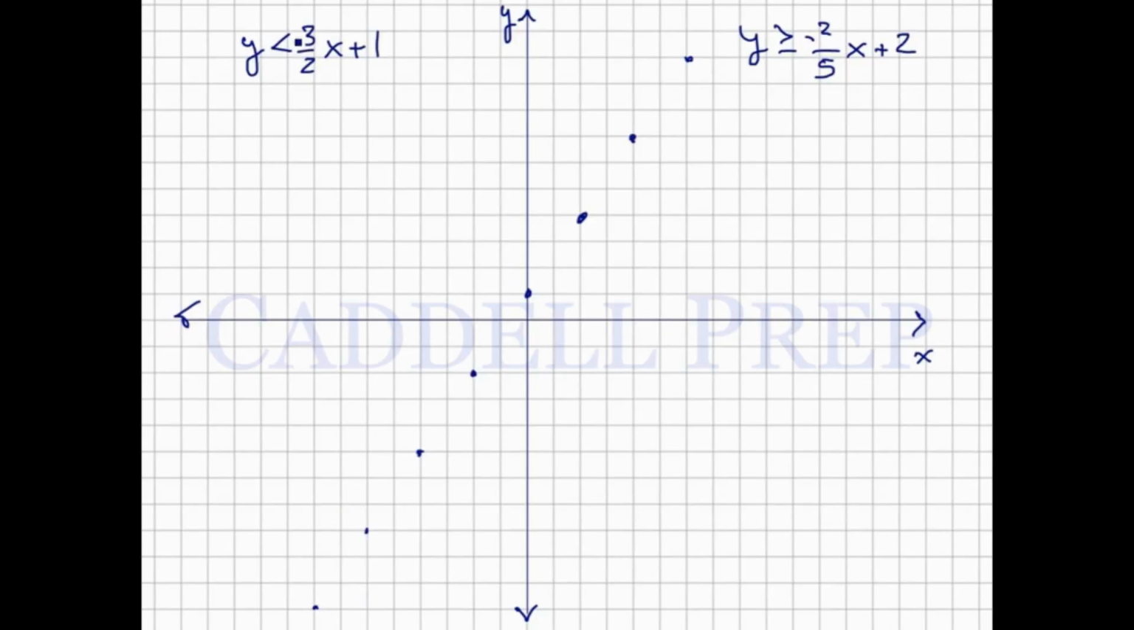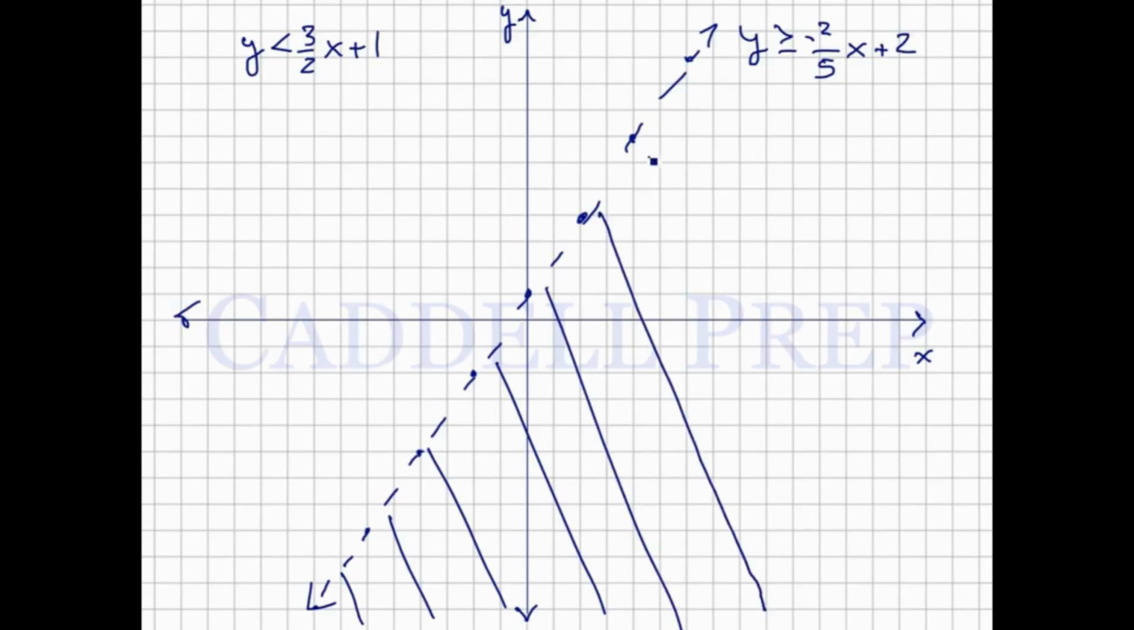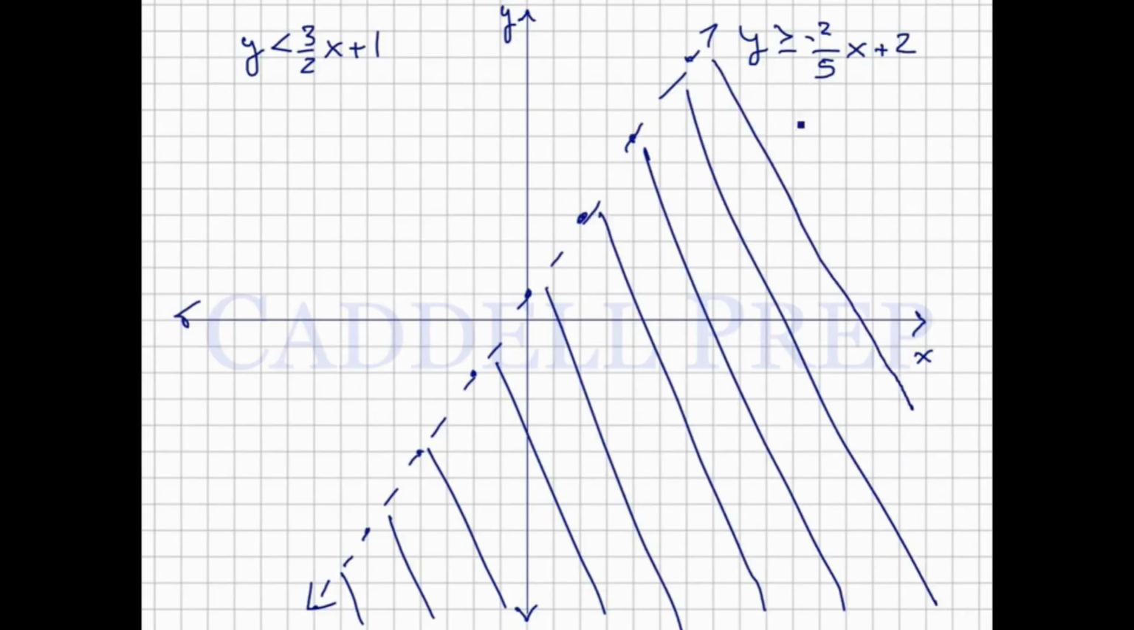Okay, now let's graph this. This time it's a less than, but not equal to. So it's going to be a dashed line. And it's less than, so it's everything below this dashed line. So this entire area is a solution to this inequality, but this line itself is not a solution because it's less than but not equal to this line.